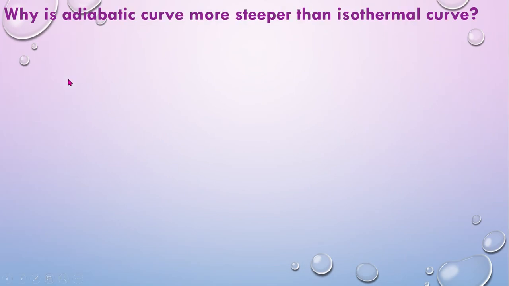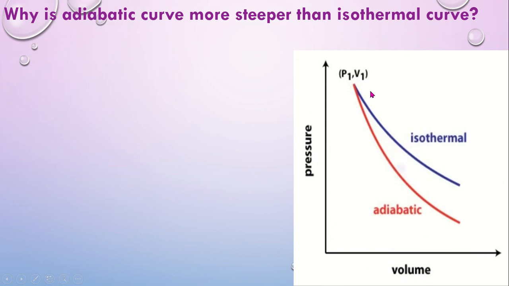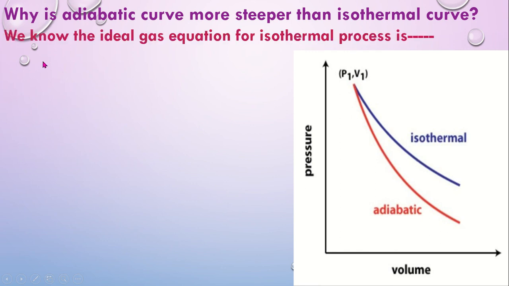So now I will show you one mathematical derivation. Why is the adiabatic curve steeper than the isothermal curve? So look here, this is the isothermal curve, and that is the adiabatic curve, and obviously it is seen that the adiabatic curve is steeper than the isothermal curve. But why? We know the ideal gas equation for an isothermal process is PV equal to constant, because I have told you the isothermal process follows Boyle's law. So PV equal to constant.